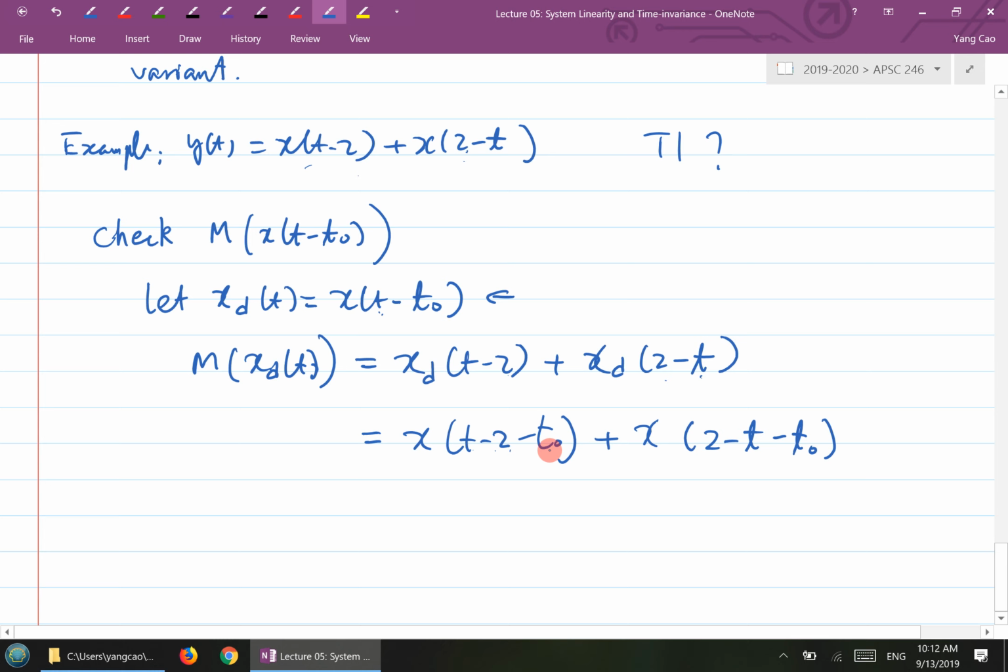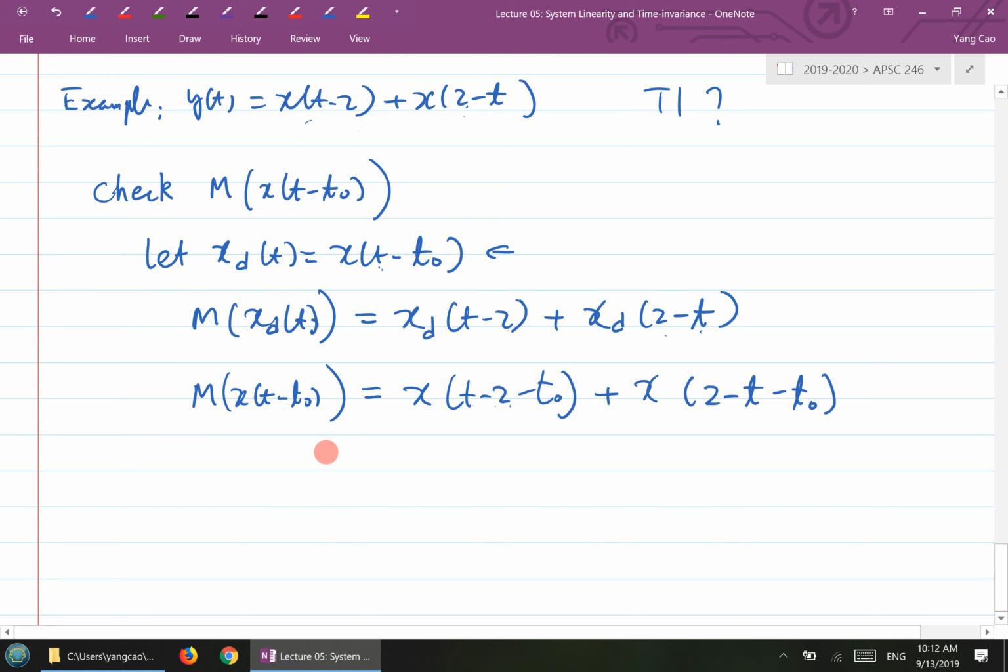So that is the replacement, the proper replacement. And this is basically when your input becomes x of t minus t naught. Okay? I'll let you think here, okay? This is the left side, and now we have the other side, which is y of t minus t naught.